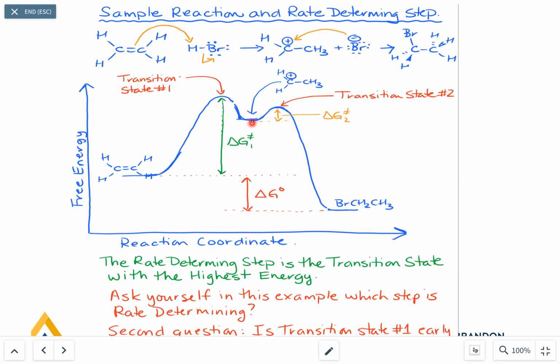Okay, and so in the second step, we've got this carbocation, and we're going to our final product. Should this transition state be early or late? Does this closely resemble intermediate or product?